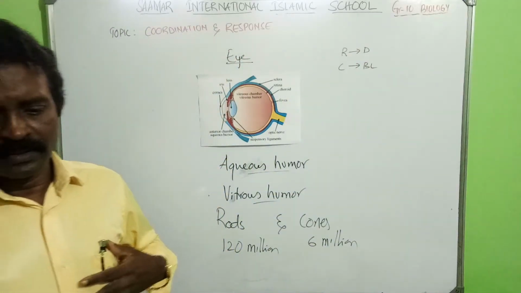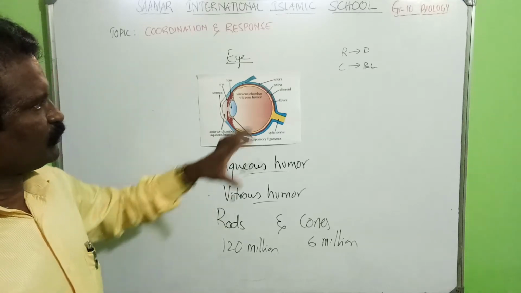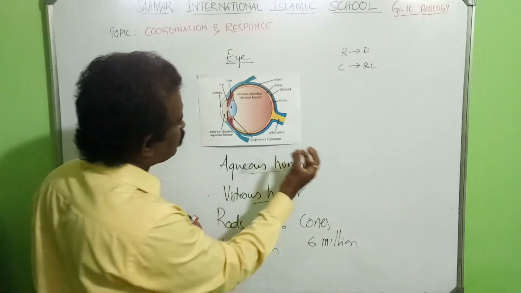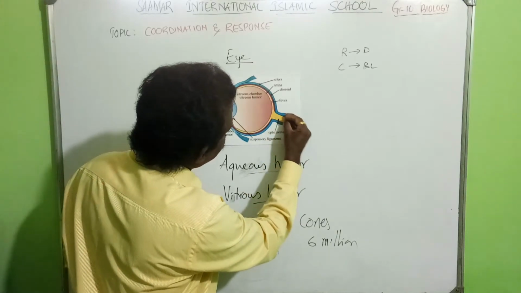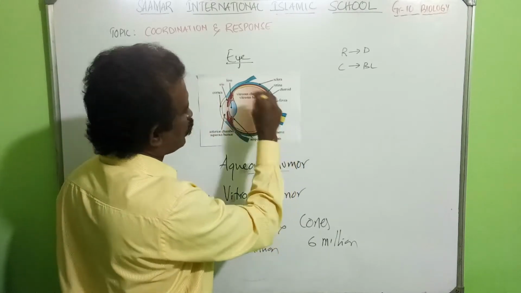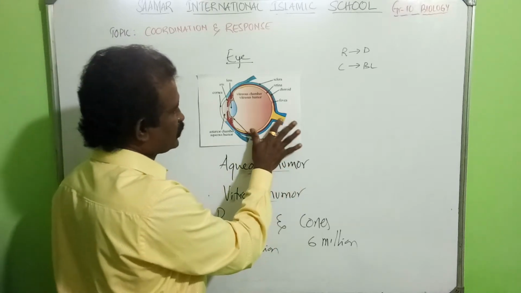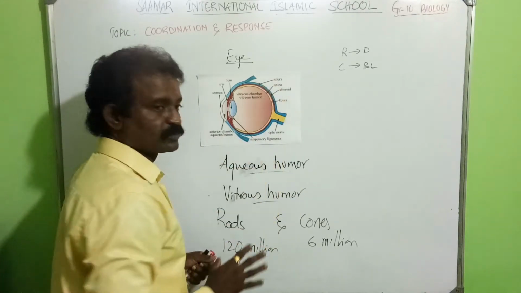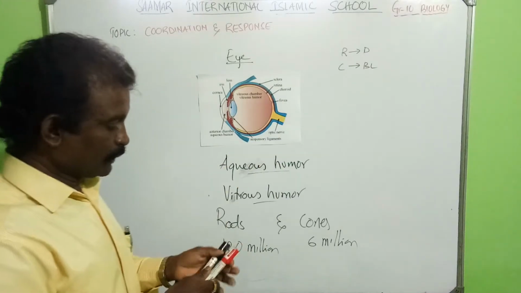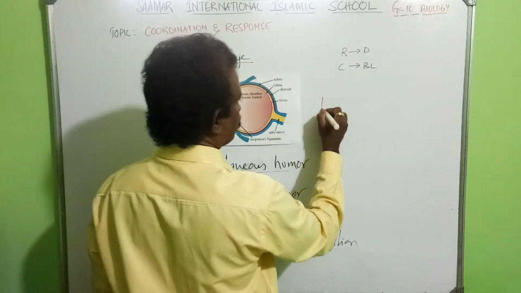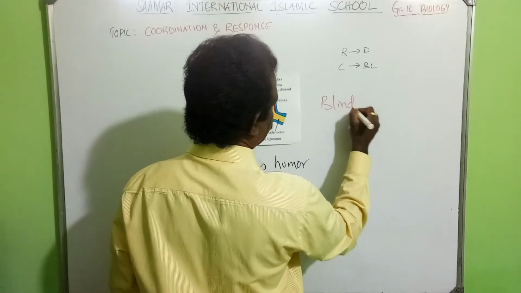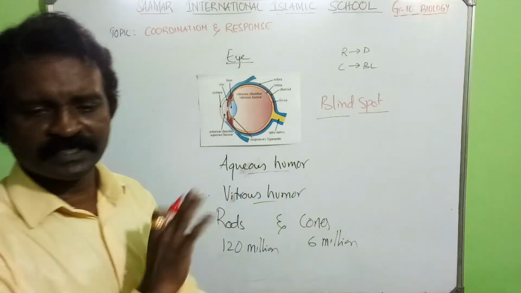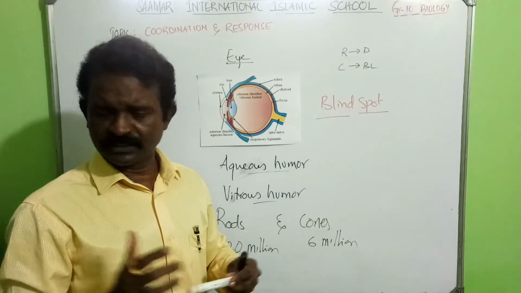Now, a large number of cones are present in this yellow spot. Is it clear? Now, you can see a bunch of nerves arriving in this particular region. These are called optic nerves. The place where these optic nerves arise has no rods and cones. So this spot we call the blind spot, where rods and cones are completely absent. Okay, you cannot see, no image is formed.